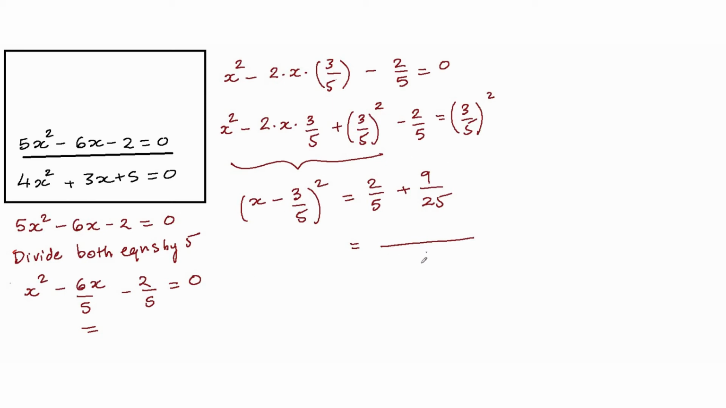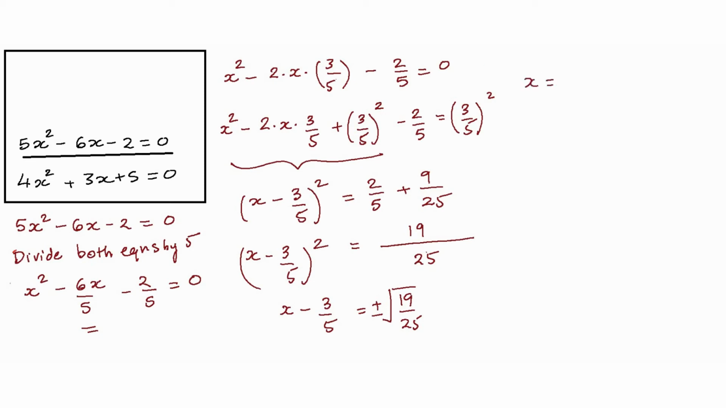So now 25 is the LCM and 2 into 5 is 10. 10 plus 9 is 19. So I get (x minus 3 by 5) the whole square is equal to 19 by 25, which means x minus 3 by 5 is equal to square root of 19 by 25, of course with a plus or minus sign.